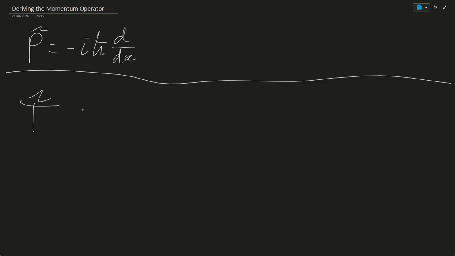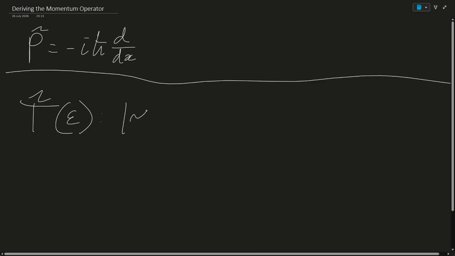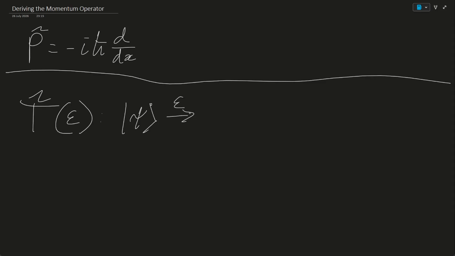It's gonna be T hat, and it takes in an input epsilon. That's an epsilon, yes. And it will take a state vector, and then it will shift it by a distance epsilon.